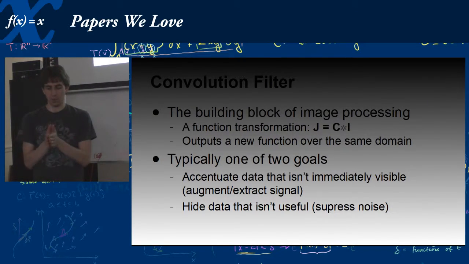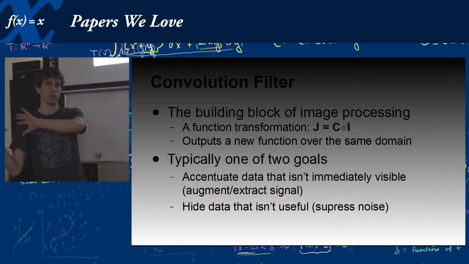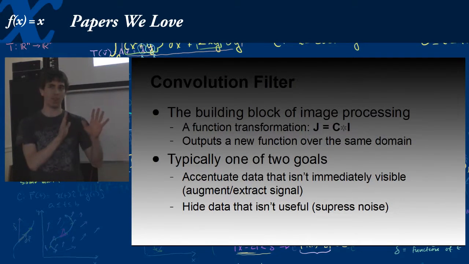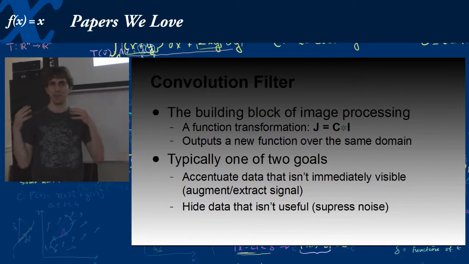What it is, it's a functional transformation. So it's a function where you take your image, which is also a function, and you get out another image, also a function. So you take your image and you just transform the whole thing into something different, something that was derived from the image, but it gives you something that you want.